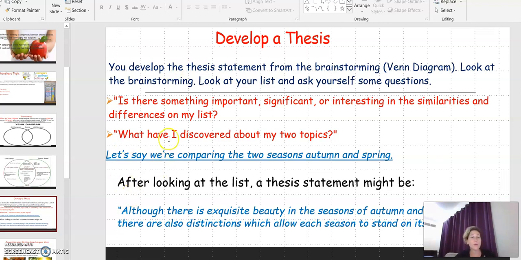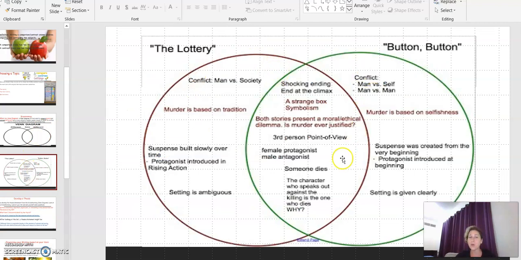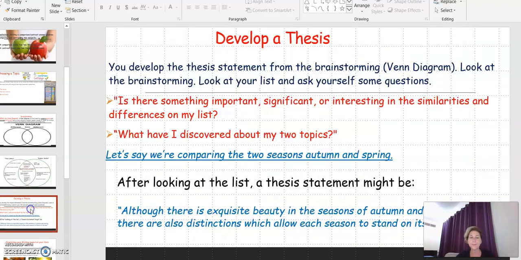You ask yourself, what have I discovered about my two topics? Like when you get to check your brainstorming points, okay, here, for example, you see a lot of similarities. You can use this in your thesis statement to point out that both novels have a lot of similarities. Let's say, for example, we're comparing the two seasons, autumn and spring. Okay, those are two different seasons, but at the same time, they have similarities.